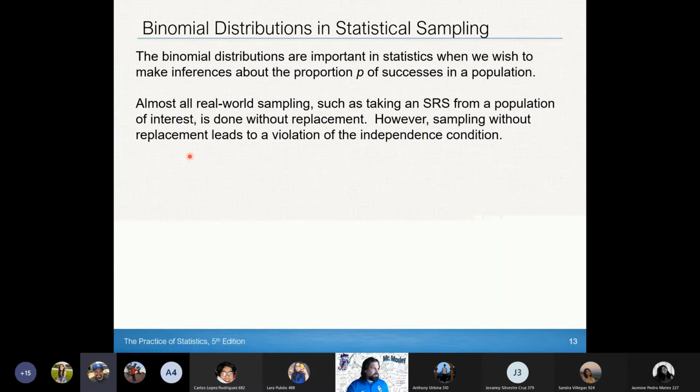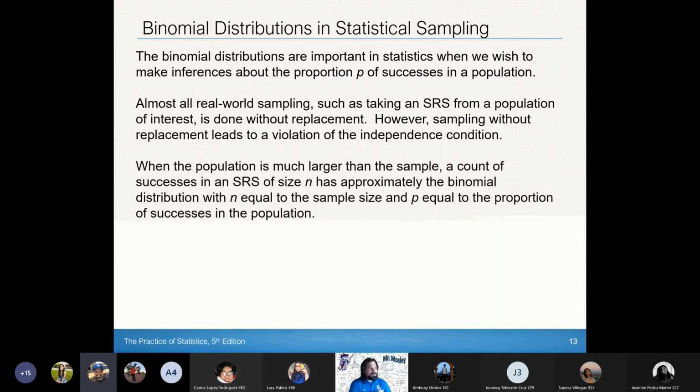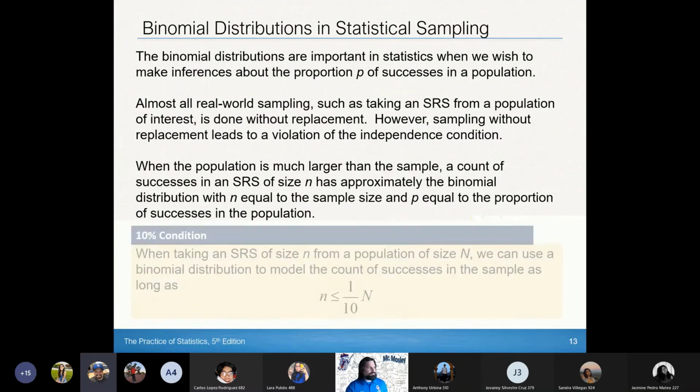However, sampling without replacement leads to a violation of the independence condition, as I just said. When the population is much larger than the sample, a count of successes in an SRS of size n has approximately the binomial distribution, with n equal to the sample size and p equal to the proportion of success in the population. So essentially, if the population is way larger than the SRS I'm taking, then I can still use a binomial distribution to approximate what's going on. Right.